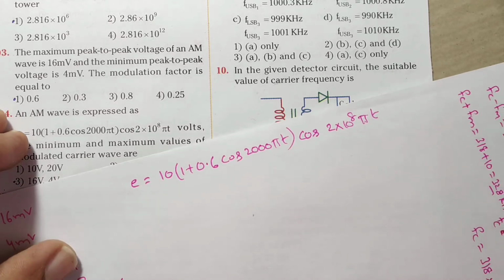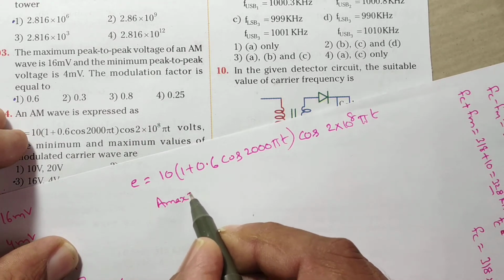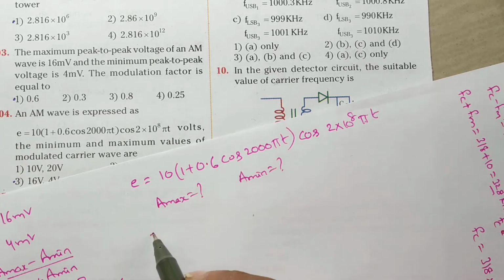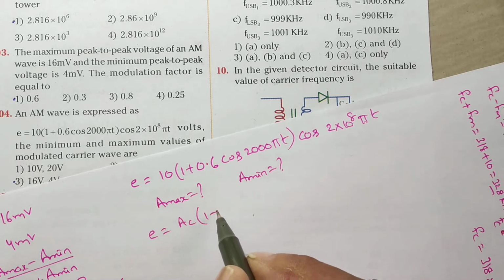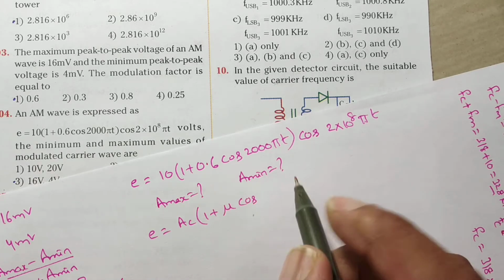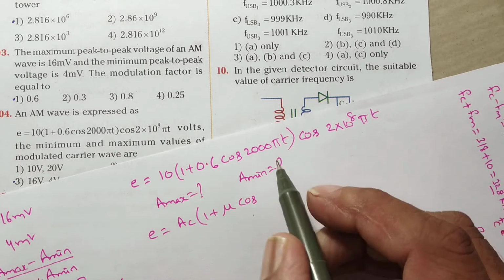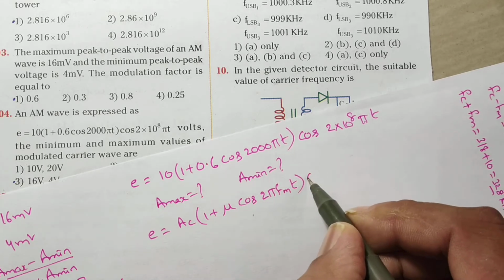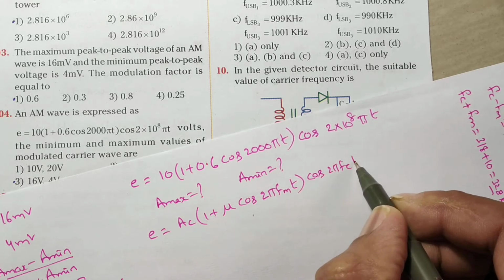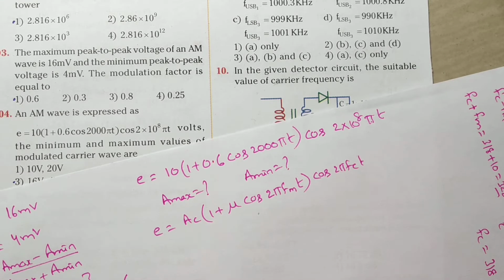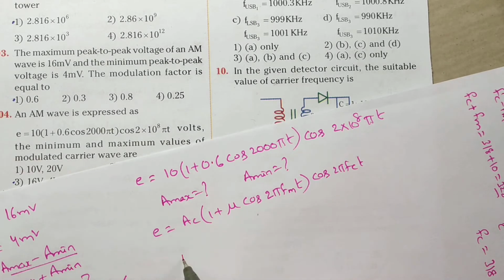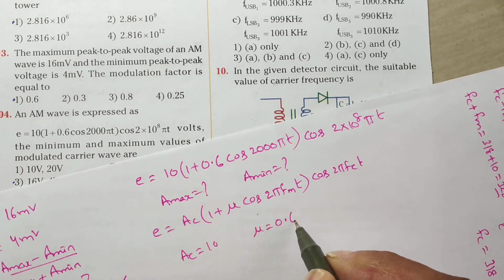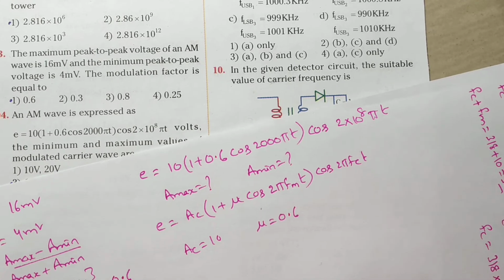Before finding the A maximum value and A minimum value, first of all we have to compare this equation with E is equal to AC into 1 plus mu cos 2 pi fm t cos 2 pi fc t. From here, AC value we are getting as 10, and mu value is 0.6. Now just A maximum and A minimum we have to find.